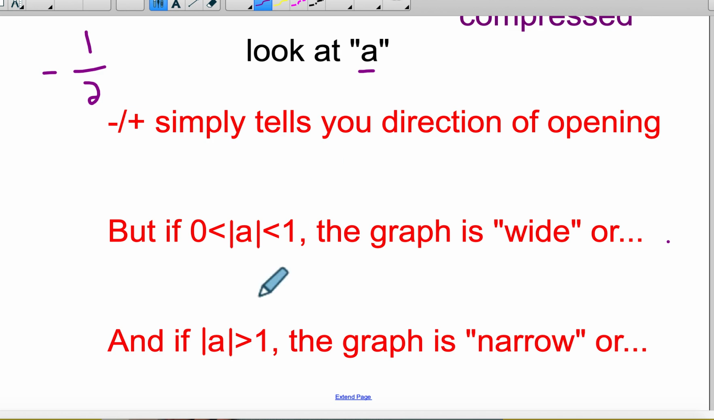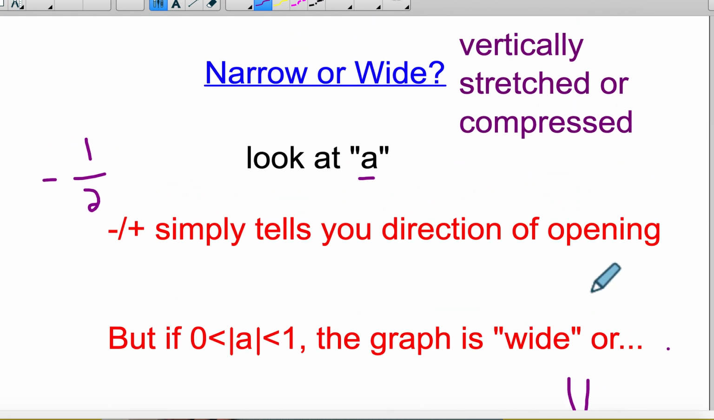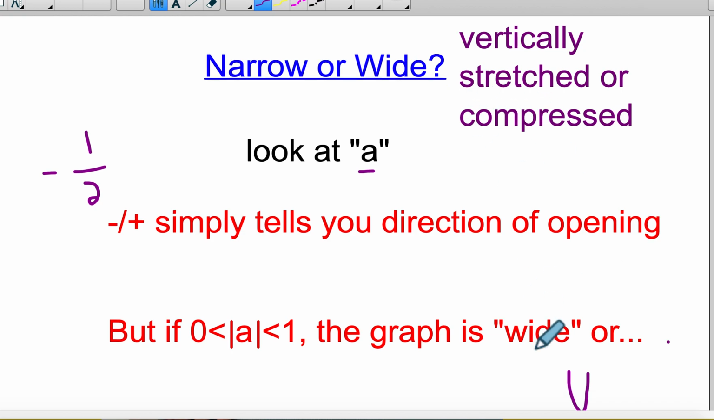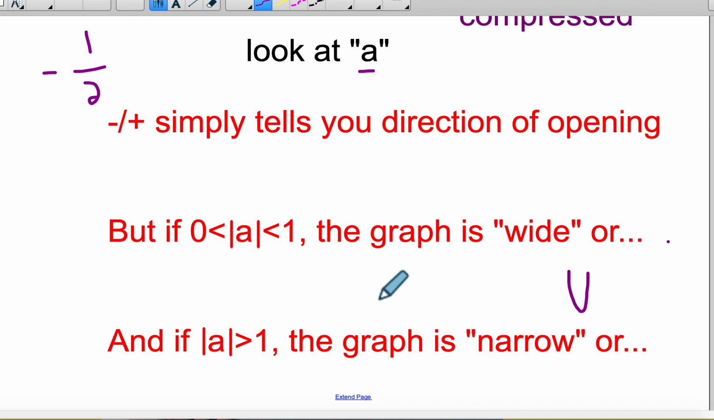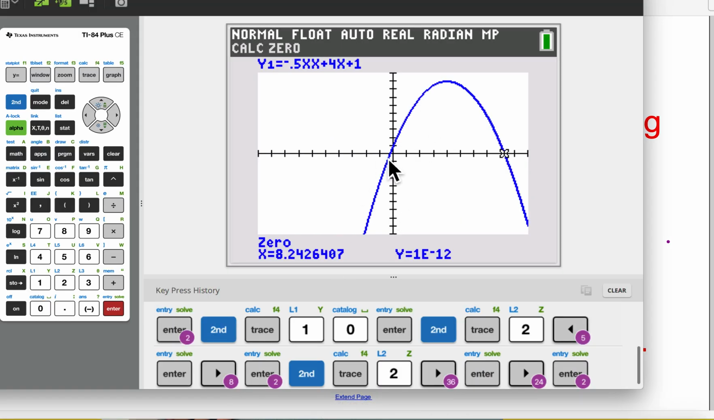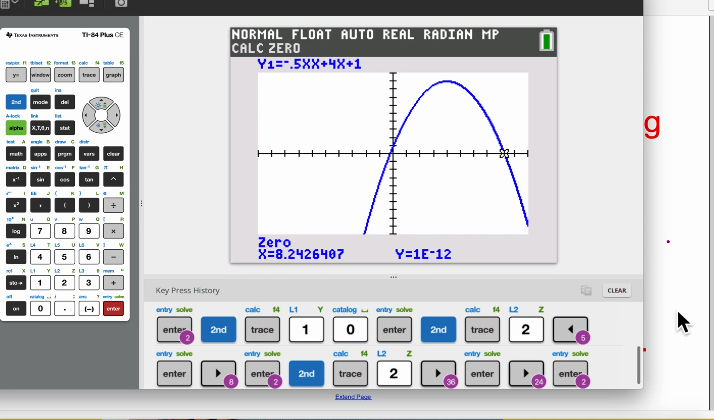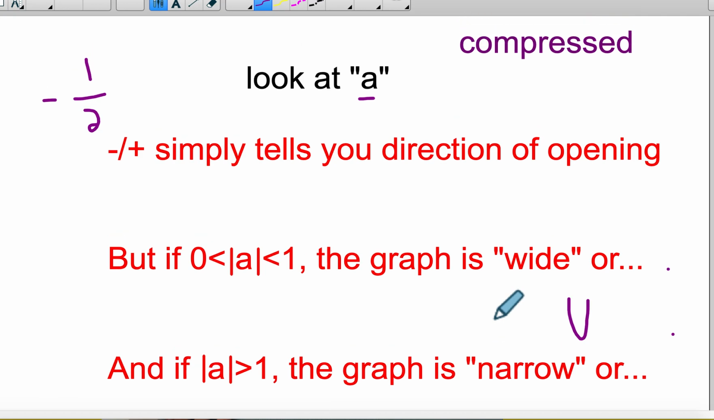Now, if the a value was something bigger than 1, again, ignoring the negative, right? If it was bigger than 1, then that's what we would say would be narrow. So it would be a much thinner parabola, right? It would get vertically stretched. It would be stretched vertically. It would seem taller. Versus this one would be vertically compressed because it seems wider. It's like being smushed a little bit, like shorter and fatter, I guess, if you want to think of it that way.